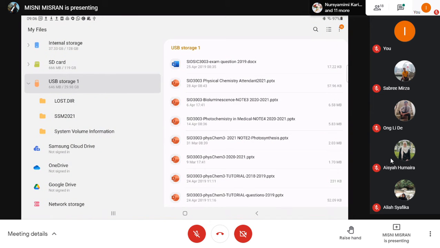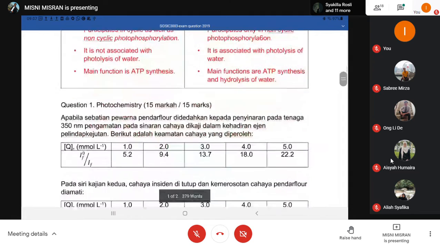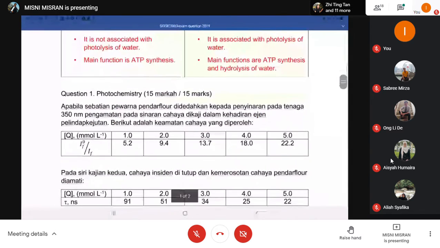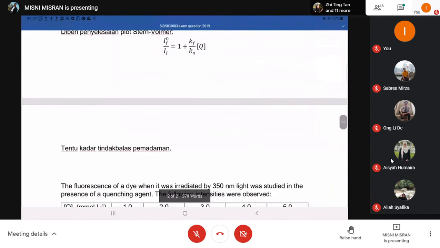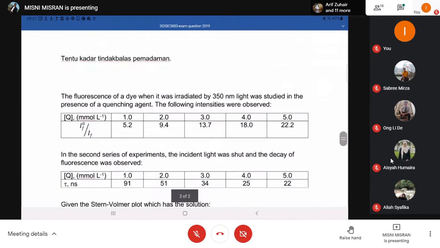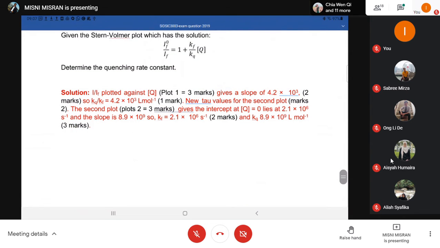Let's take a look at past year tutorial questions. This is exam questions, right? Past year exam questions. This one involves photochemistry, basically, and a plot is also involved, right? And how we do it, we're going to take a look at later on. Okay.